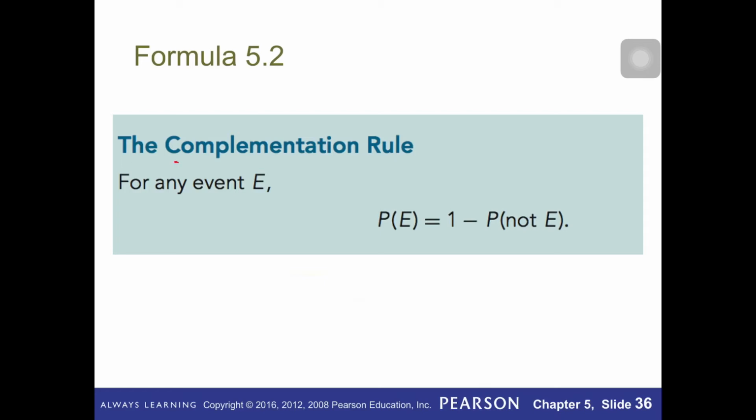Complementation rule. For any event, call it E, we can write the probability of E by using its complement. P of E, which means probability of E, equals 1 minus probability of not E. Clear? It came from here: probability of E plus probability of not E equals 1. Do you remember this one?